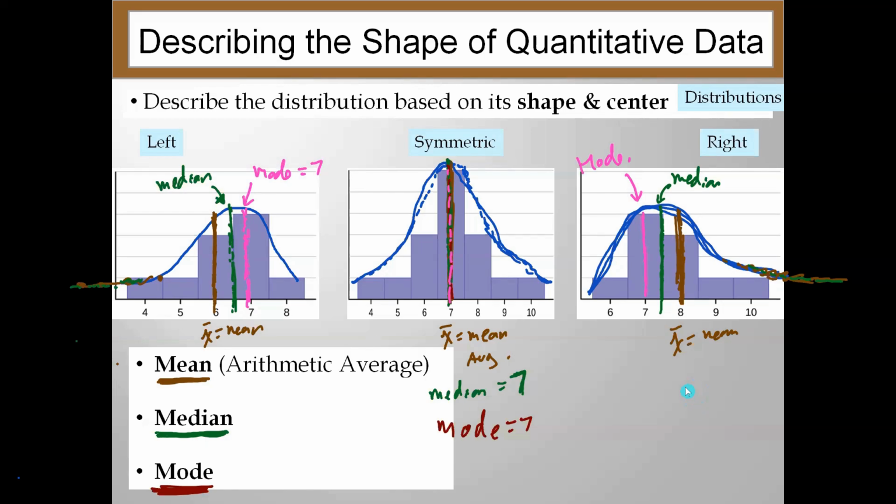And that's it for now. That's describing the shapes of a graph, talking about their types of distributions. We have left skewed, symmetric, and right skewed, including the different types of measuring central tendency, talking about the arithmetic average, the median or the middle number that divides our data set into 2 equal halves, and the mode, the number that shows up the most.